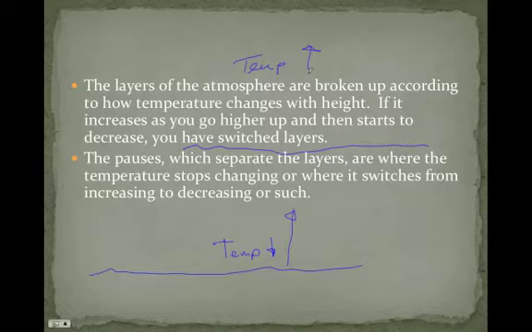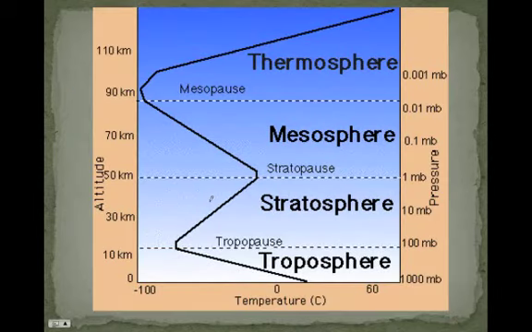Now, occasionally we have these kind of pauses. The pauses separate the layers. The pauses are where either the temperature switches direction, so it was decreasing, now it's increasing, or where the temperature stays constant. Now this is a nice little graph showing you different layers of the atmosphere. It's not really to scale very well, but it can show you a couple things.